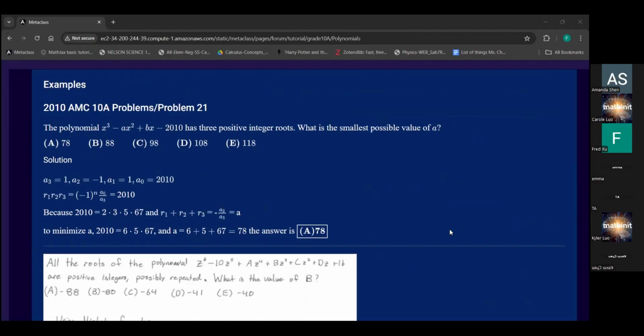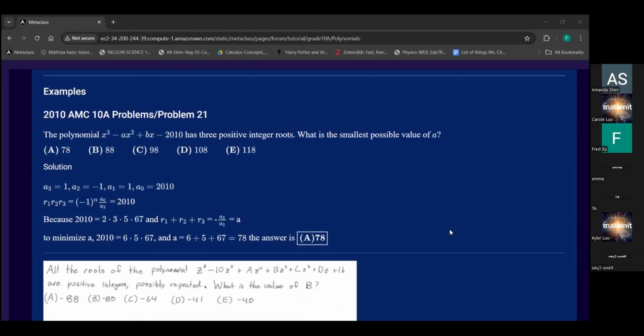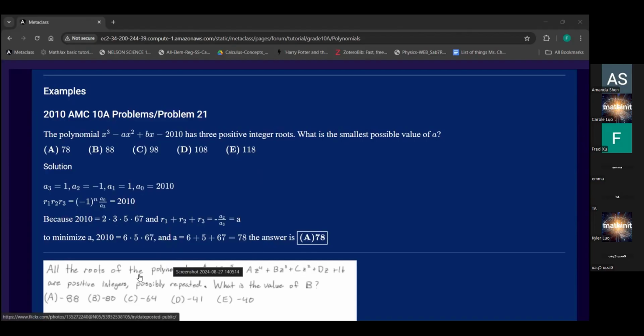Then let's try out this next math contest problem. This is also for Vieta's formula. Okay, and something to note here, Vieta's formula is very useful. That is why I'm using multiple math problems to explain Vieta's formula.